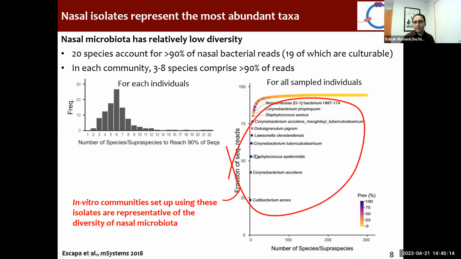And because we can easily grow them, we start these in vitro communities by taking nasal bacterial isolates, growing them in the lab, constructing small communities, but those small communities are not too far from what can happen in somebody's nose. And the idea is that we are capturing at least the majority of the diversity of the bacteria in that environment.